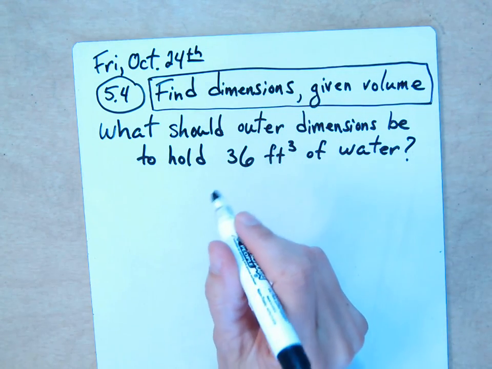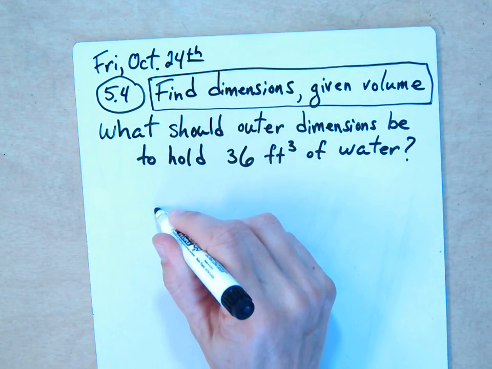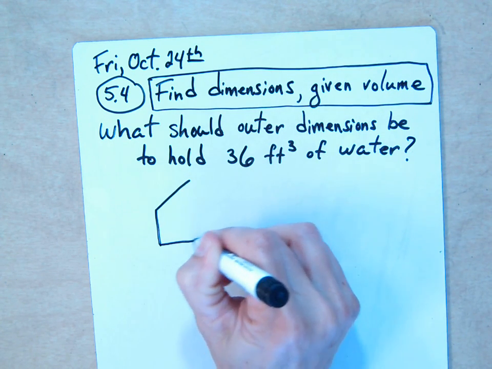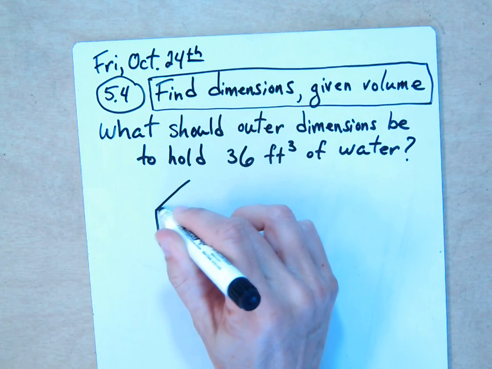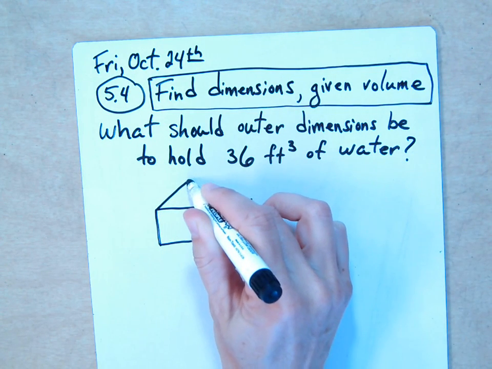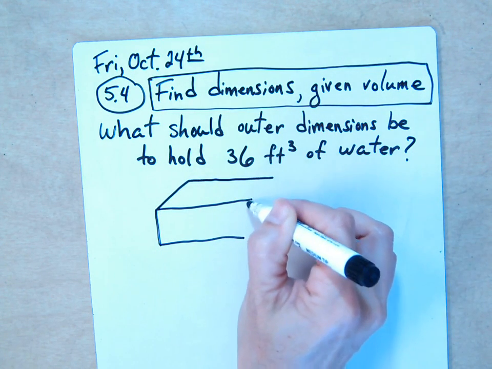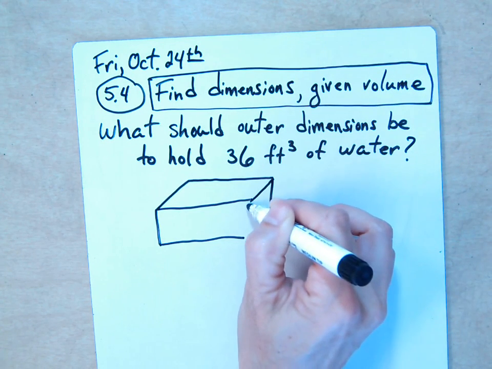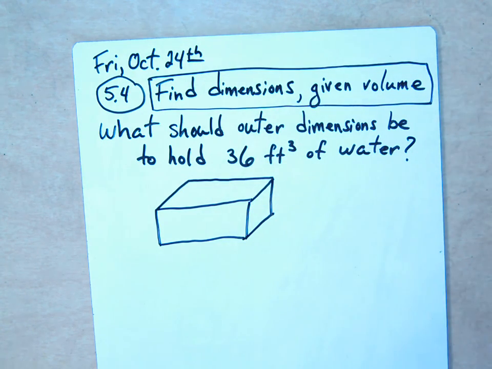So I'll do my best, even though I often am happy that I'm not a geometry teacher, because then I can avoid drawing things like this. But I'm going to do my best to draw this, which is called a rectangular prism. So there we go.